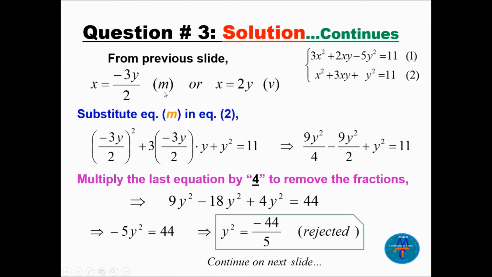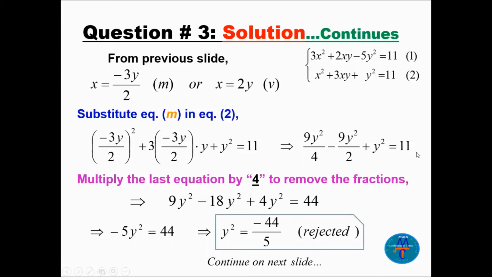So substitute equation M, minus 3y over 2. This is the value for the x. You see here? Plus 3 times x, which is minus 3y over 2, times the y, plus y squared equals 11. Very nice. Now this one becomes 9y squared over 4, and this one becomes minus 9y squared over 2. And this is y squared, and this is 11.